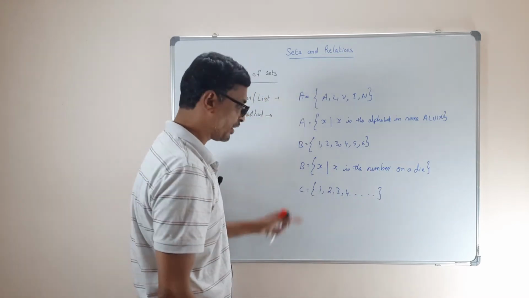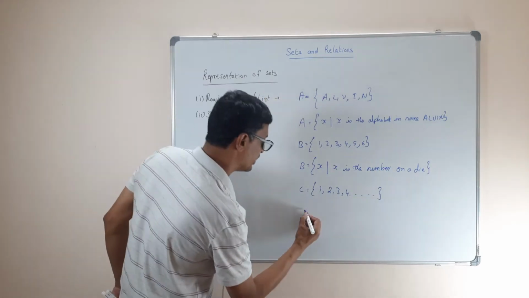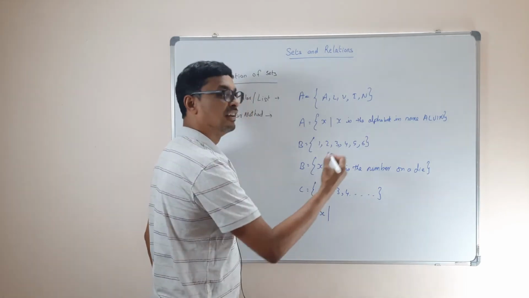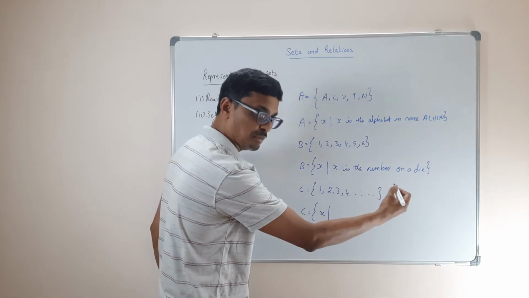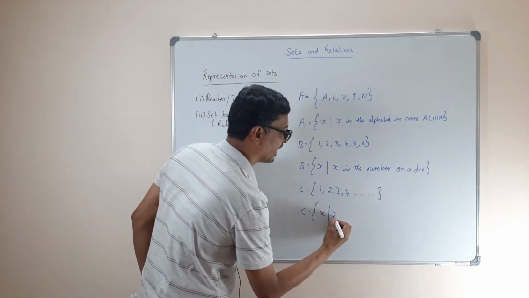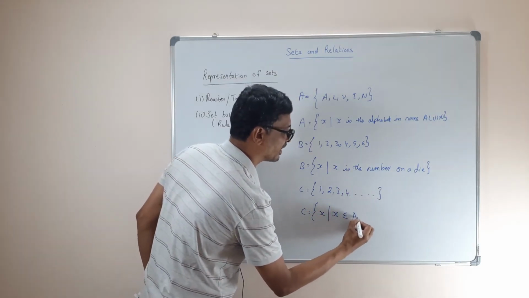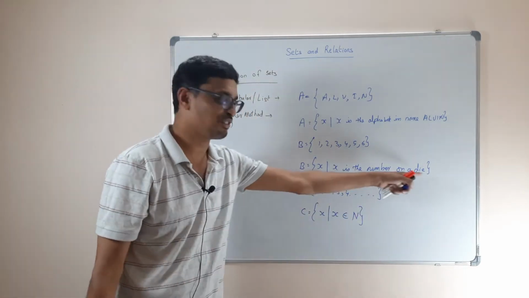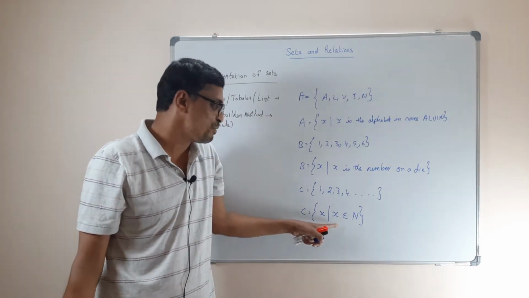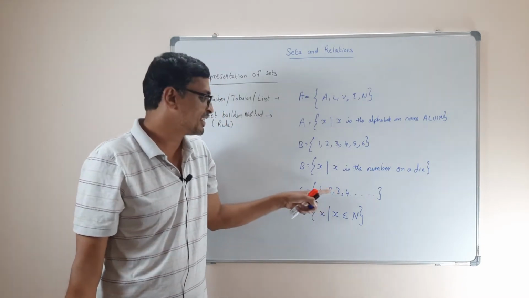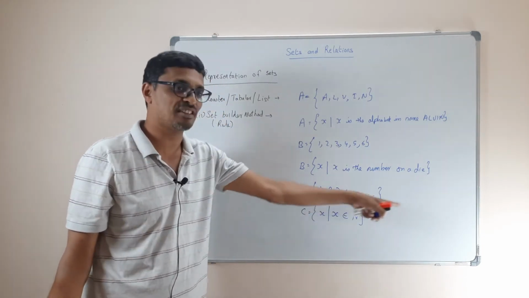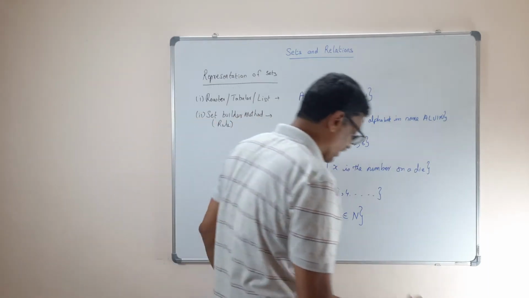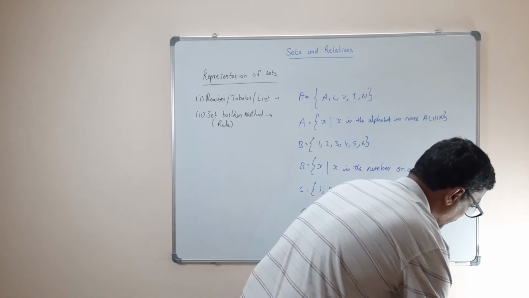Right. If you want to write this in a set builder form, what do you write? C is equal to x such that x is a natural number. Correct? So basically, x is an element of natural numbers. It's not necessary that you have to write it in this form. Because these are basically natural numbers, x such that x is an element of natural numbers.